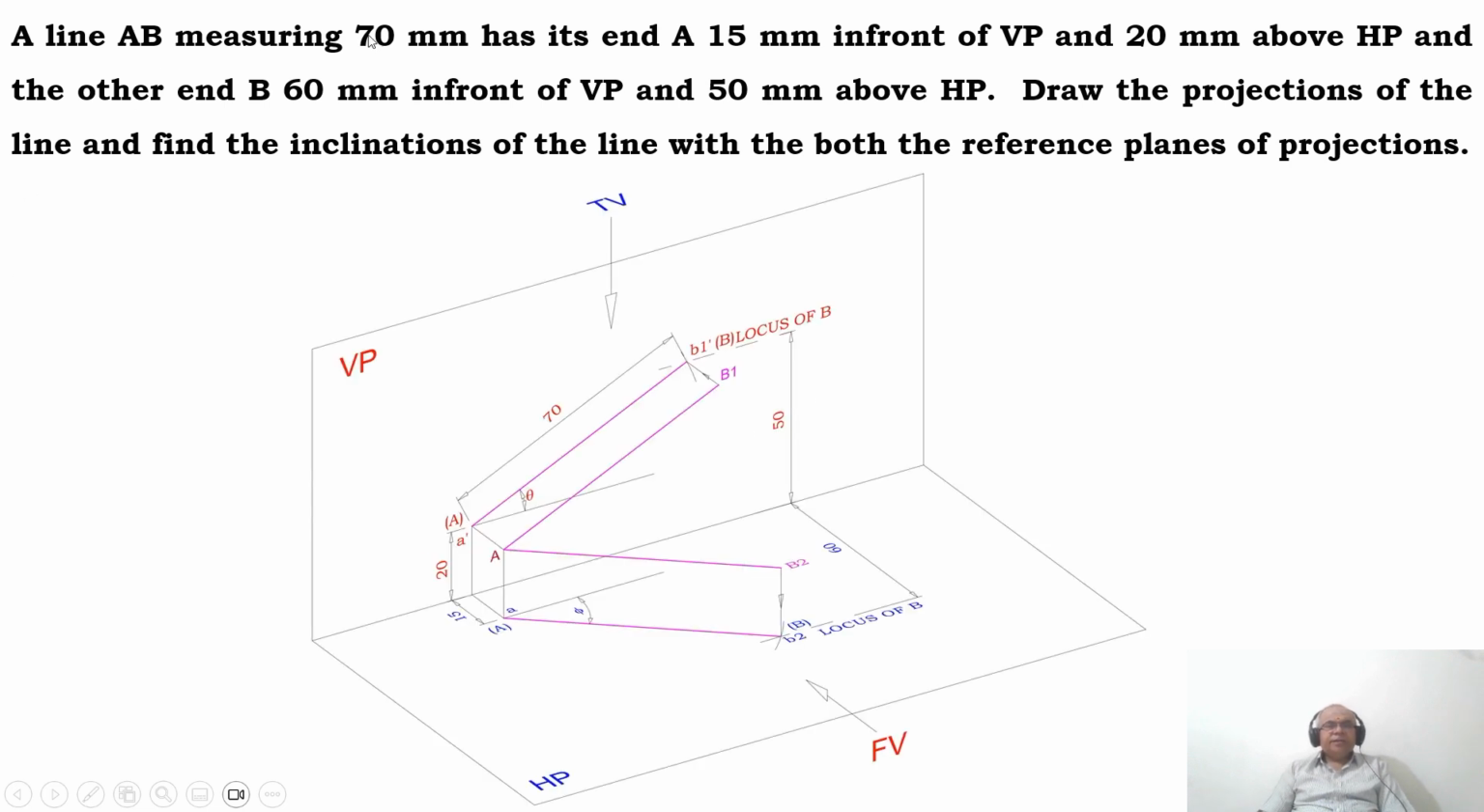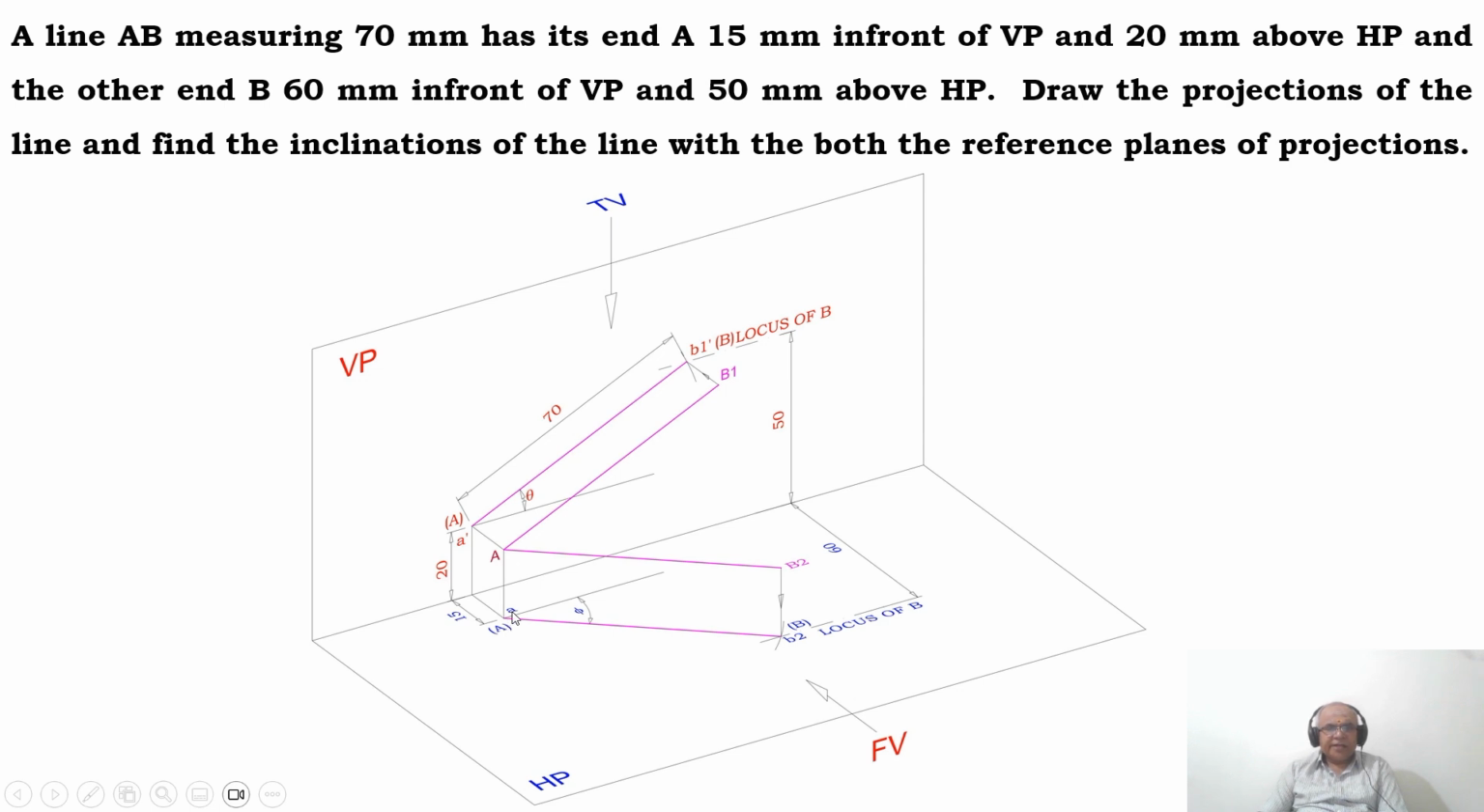So a line AB measuring 70 mm has its end A 15 mm in front of VP and 20 mm above HP. So he says line AB means what? It is the true length. Since it is the true length, that means it should be parallel to any one of the planes. A has its end 15 mm in front of VP. Where you can see the distance in front of VP, you can see it in the top view. So when you look from the top view, I can see the distance in front of VP here. So that when it is projected, that image is going to fall on the horizontal plane.